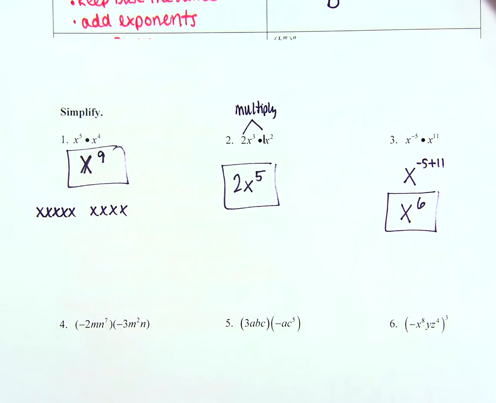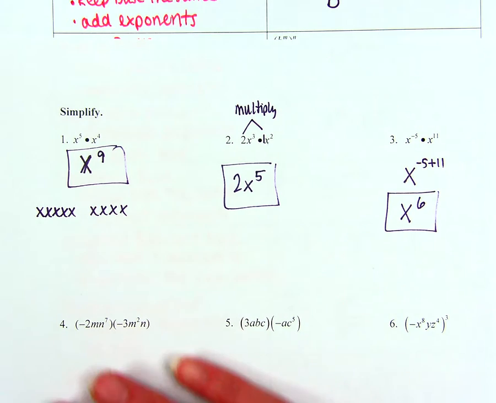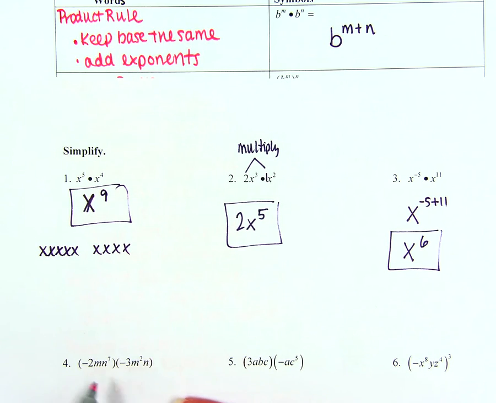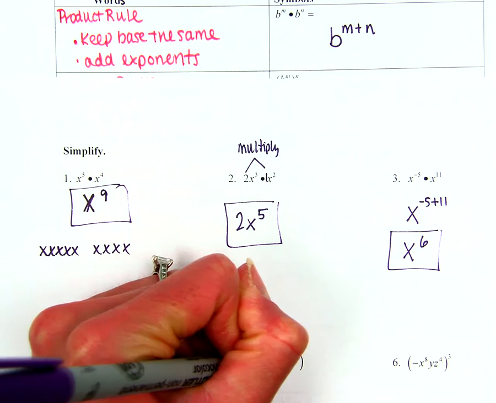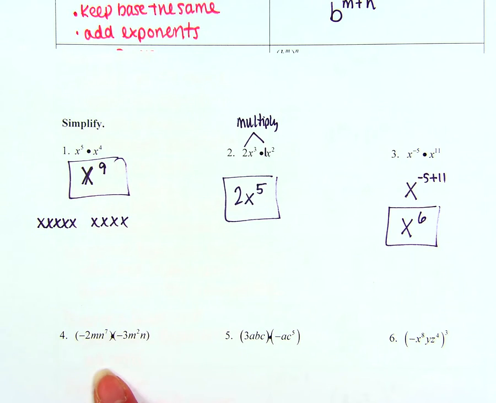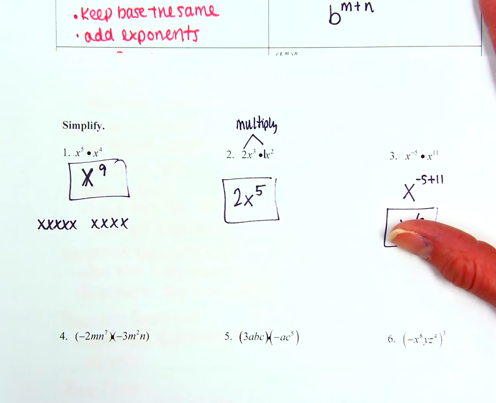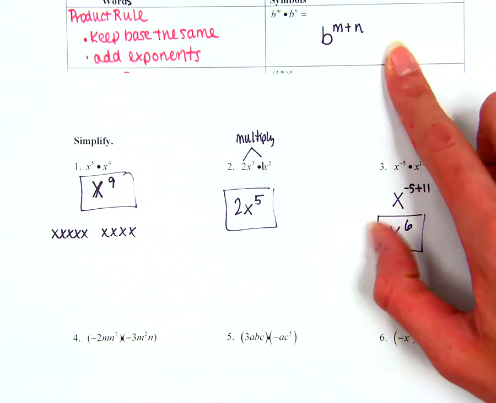All right, problem number 4 and 5 will also follow the product rule. Even though they don't look like they're being multiplied, if we have no symbol in between, you can assume that this is a multiplication problem. All right, so you just want to multiply your like terms. All right, so here's my product rule so you could see.